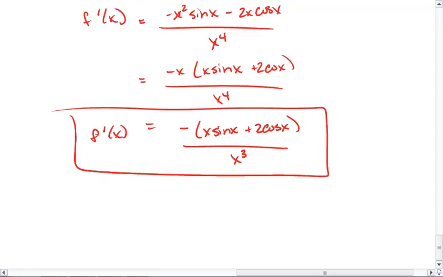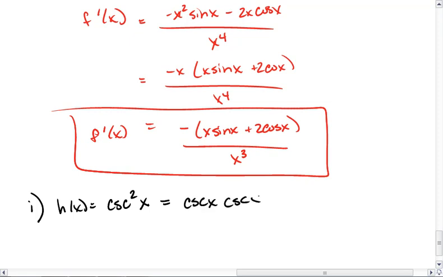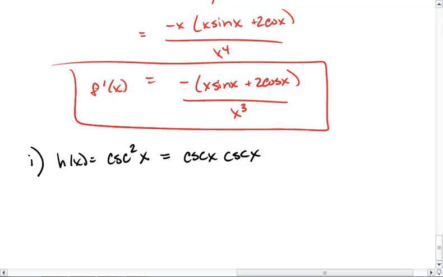Okay, now we have problem 3, where h of x equals cosecant squared x, which we can write out as cosecant x times cosecant x, letting us use the product rule. We get u equals cosecant x and v equals cosecant x.